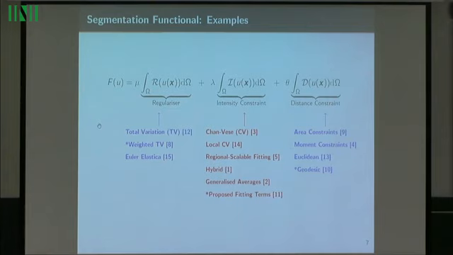So for various regularizers, intensity constraints and distance constraints, the ones with the stars are the ones that we'll be using. So a weighted TV, an edge-weighted TV regularizer, a proposed fitting term that we've not actually given a name to yet, and then we're using a geodesic distance term. So I'll talk about the distance term and the intensity constraint, but leave the regularizer.